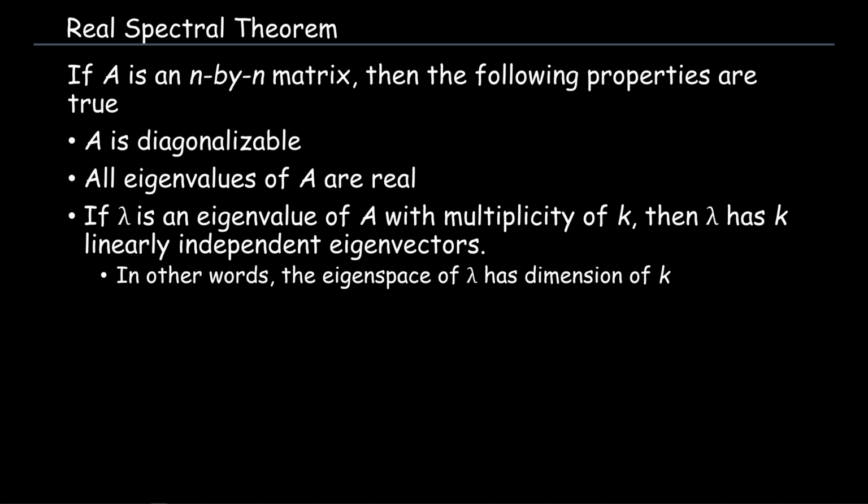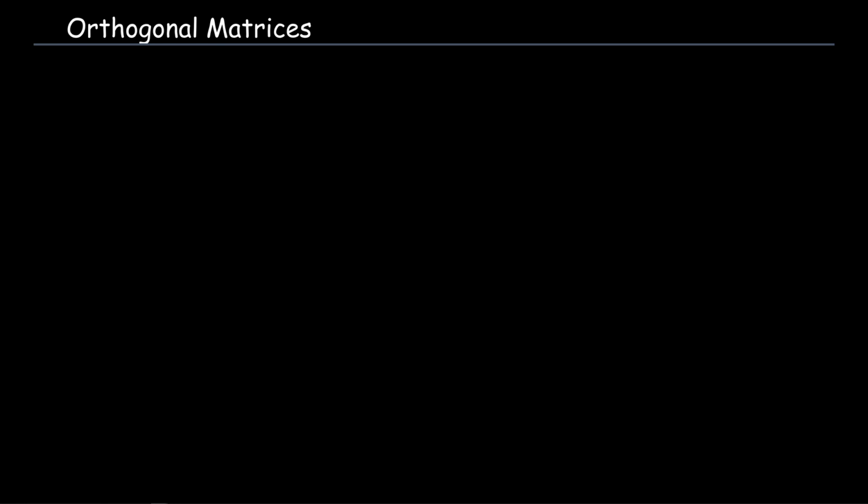And that's pretty cool. It pretty much enforces the fact that A is diagonalizable, because you will always find n eigenvectors that are linearly independent of each other. So now that we're pretty much done with symmetric matrices, let's move on to orthogonal matrices.